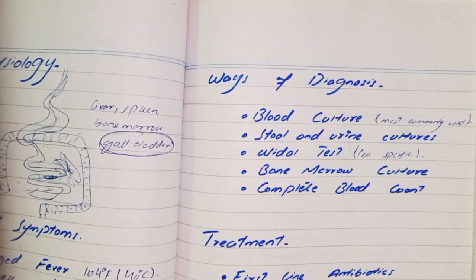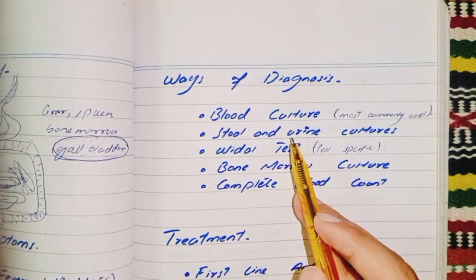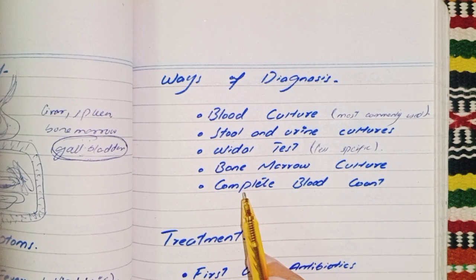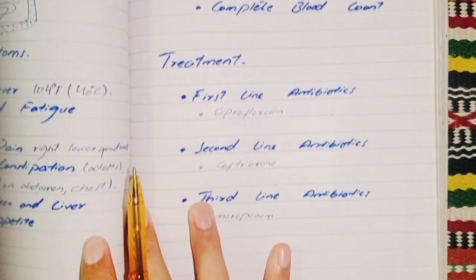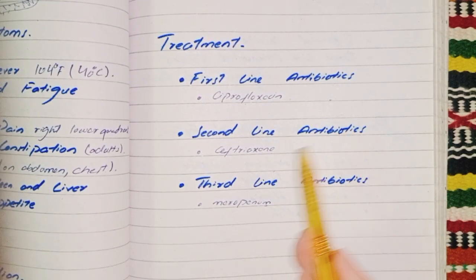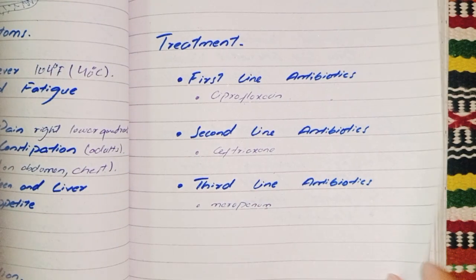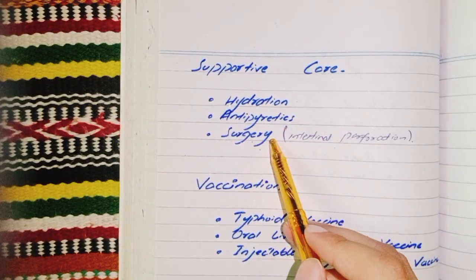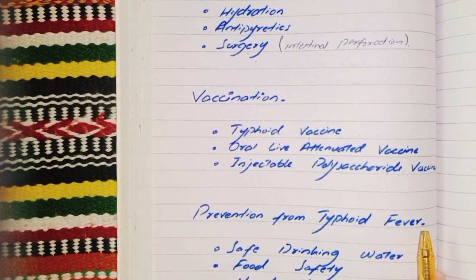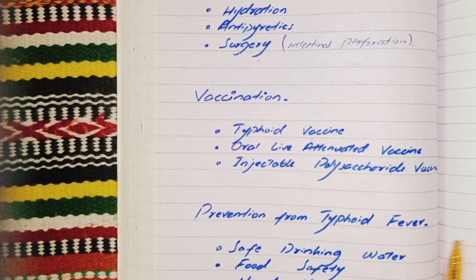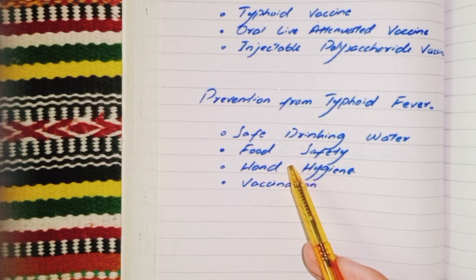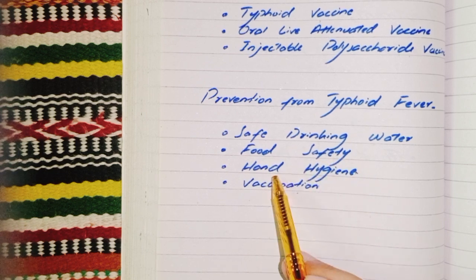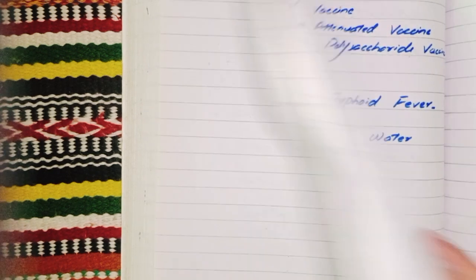There are five ways of diagnosis: blood culture, most commonly used, stool and urine cultures, Widal test, bone marrow cultures, and CBC. Treatment options include first line antibiotics, second line antibiotics, and third line antibiotics. Supportive care includes hydration, antipyretics, and surgery for intestinal perforation. Vaccination is very necessary for the prevention of typhoid fever. Here are the preventive measures: safe drinking water, food safety, hand hygiene, and vaccination. This is all about typhoid fever.